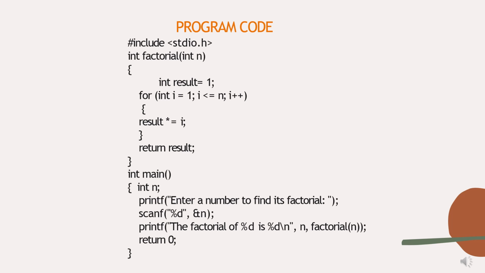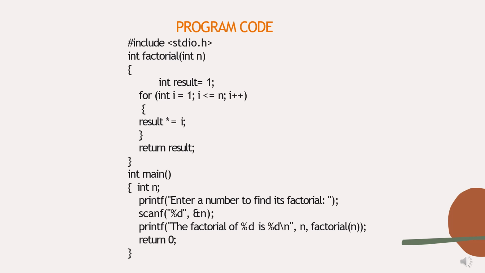Let's see the code for this program. In the main program, define the variable n for which we are going to calculate the factorial. In the next statement, printf will be used to display the statement as mentioned. After that, scanf will read the input given by us, and that will be stored in variable n. In the next printf statement, we are calling the function factorial with an argument n.